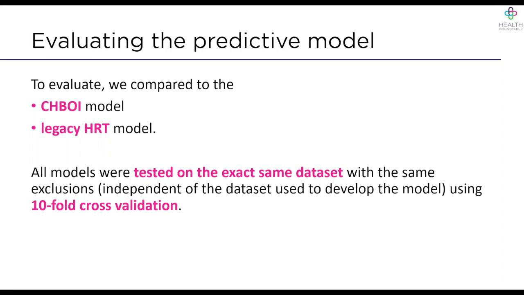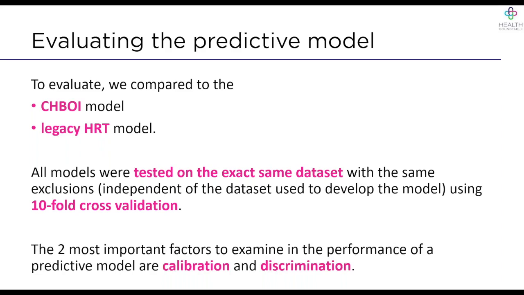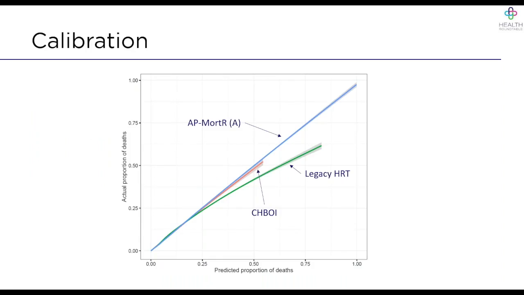So all models were tested on the exact same data set with the same exclusions, and this is a data set that was independent of the data set that was used to develop the model. We used 10-fold cross-validation on each model. So how do we compare models? Well, the two most important factors to examine in the performance of a predictive model are the calibration of the model and the discrimination of the model.